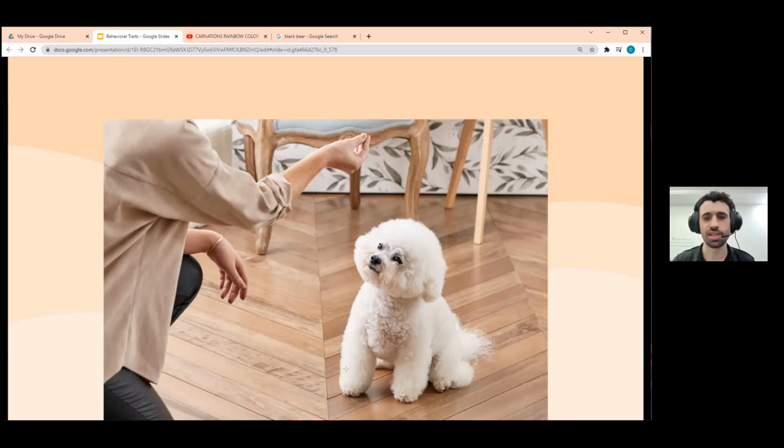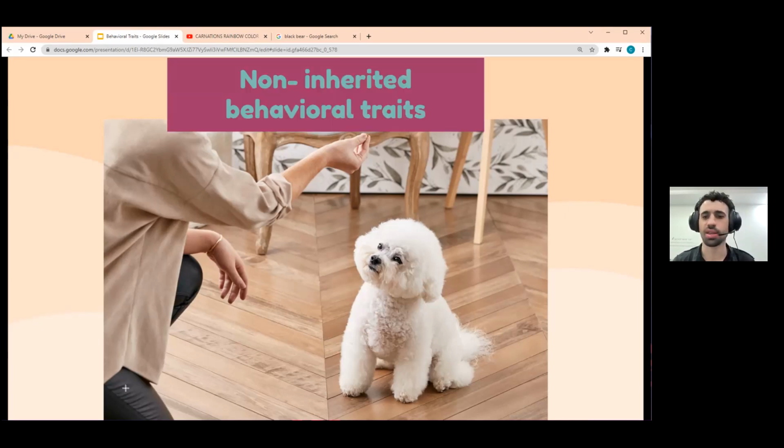And I know this is a little bit confusing, but the tricks are non-inherited behavioral traits. I know that's a lot of words. It's not inherited, it does not come from your parents, and it's a behavioral trait. It's a behavior, and it's a trait. I know that's a big word.